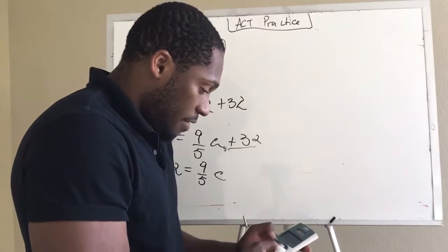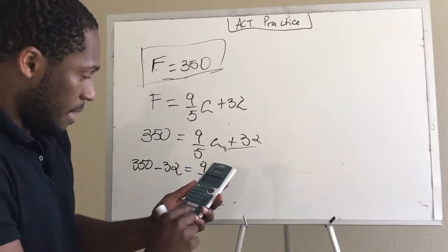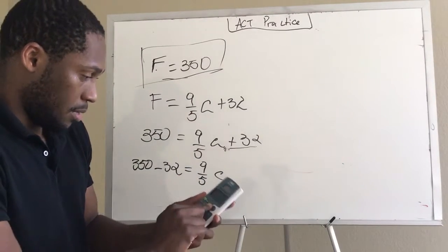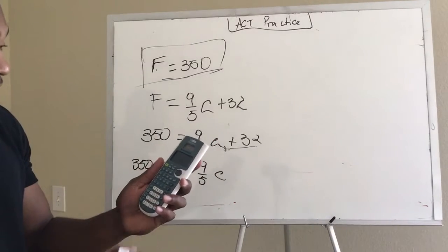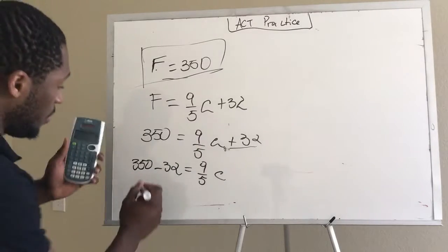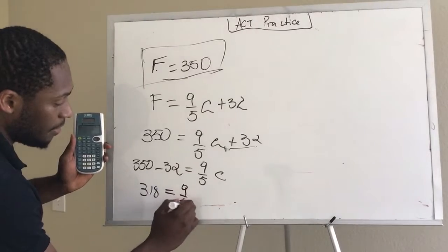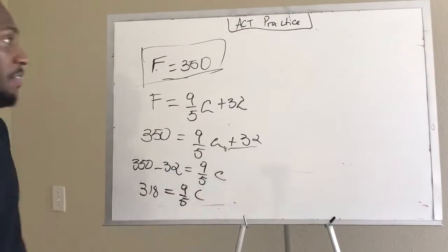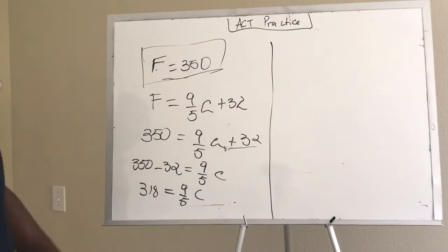So we have 350 minus 32. This is probably my favorite calculator, TI 30XX. Okay, 350 minus 32 is equal to 318. So 9/5 C. We're solving for C, right? How much she needs to set it to in degrees Celsius. So how do you solve for C?